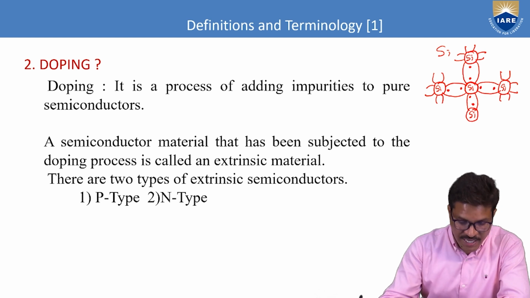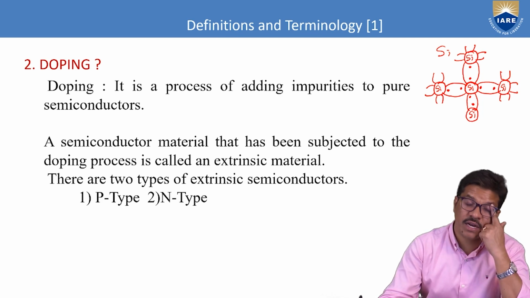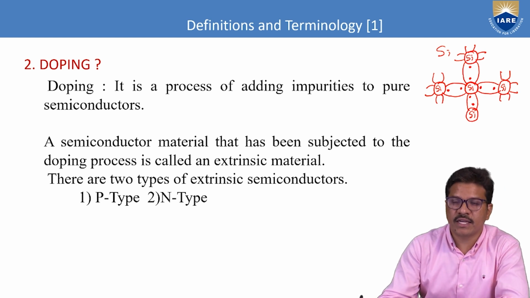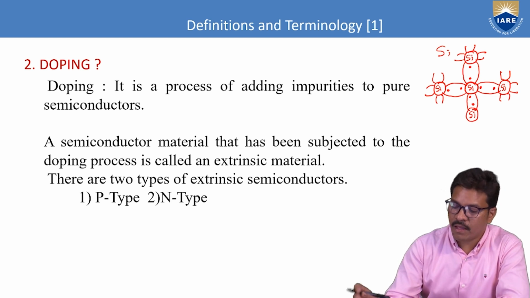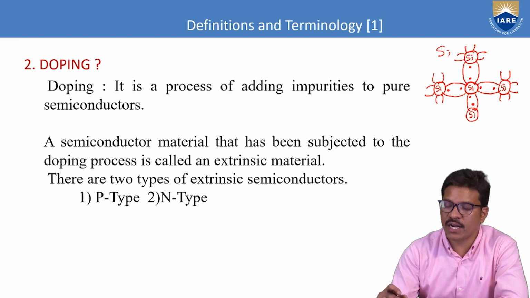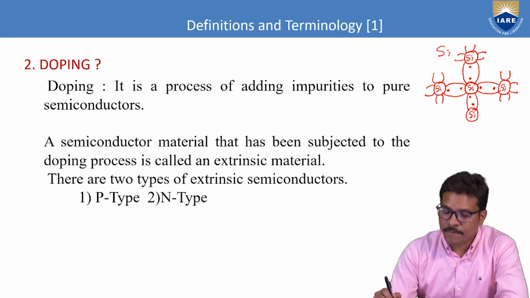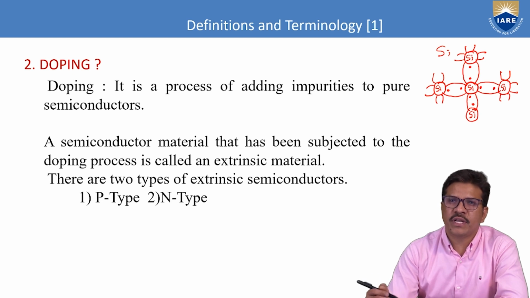So now we will see what doping is. Doping is the process of adding impurities to a pure semiconductor. Pure semiconductors, also called intrinsic semiconductors, are germanium and silicon. If you repeat this structure to the left and right, in two-dimensional or three-dimensional form, you will get the silicon structure. So how can we add impurities to the pure semiconductor?